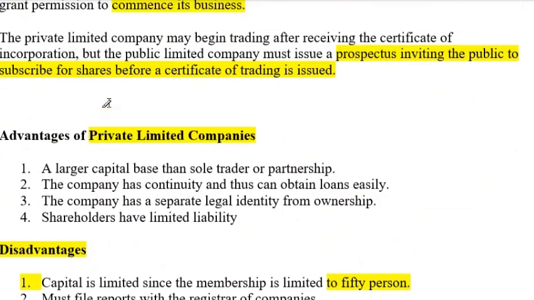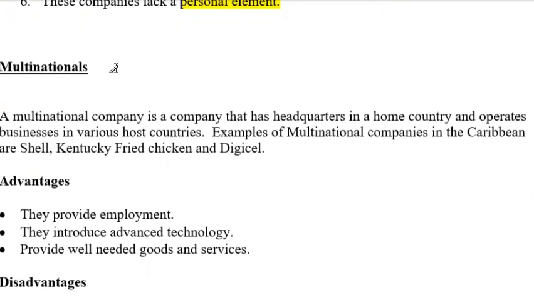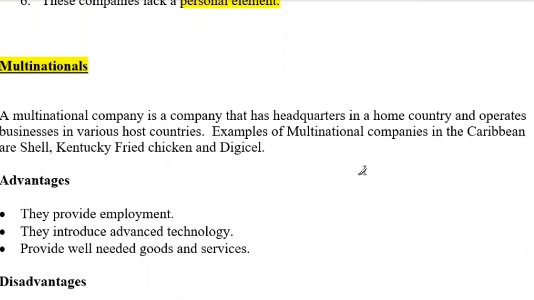So yes, we'll close right up to there. Our next video will be on multinational corporations. So we'll take it up right there.